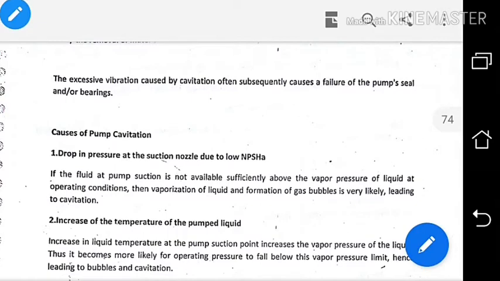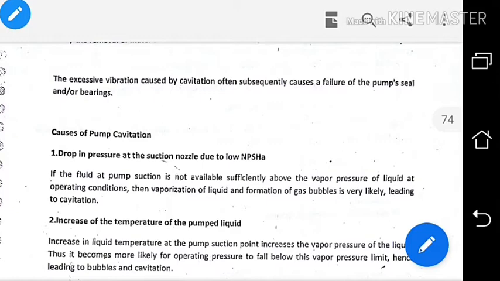The excessive vibration caused by the cavitation often subsequently causes a failure of the pump seal and its bearing. So these are all the effects of the cavitation. It will make noise. Secondly, it will deteriorate the hydraulic effect. Hydraulic effect means the efficiency of the pump will deteriorate. The efficiency of the pump will decrease.